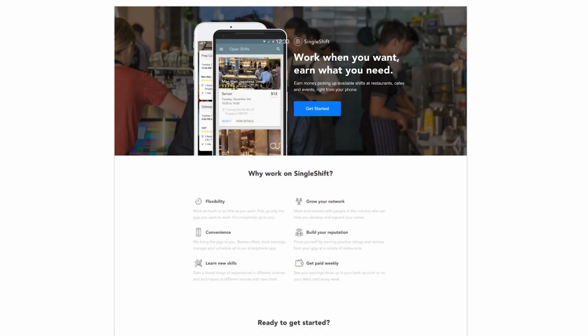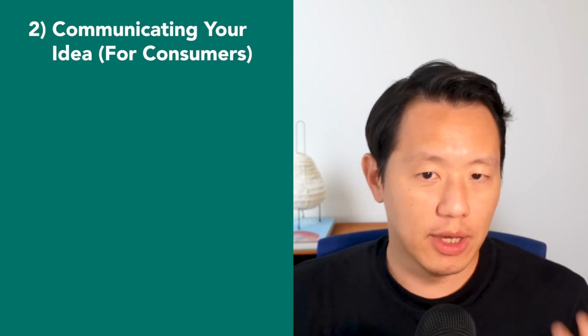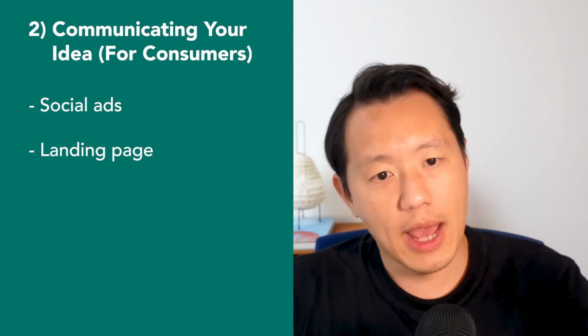I also created a landing page. You can see it here. The headline for the landing page, at least this version of it, there were many versions, I'll cover how to iterate in a different module, is "Work when you want, earn what you need." And then the description is: earn money picking up available shifts at restaurants, cafes, and events right from your phone. Then I have some sections on why you should work at Single Shift, what you should do to get started, and a button. Communicating the idea a little more, showing people things visually and also talking about it. So two ways that I communicated my idea to consumers: first through an ad, then through a landing page.